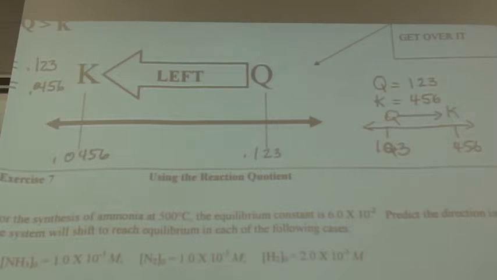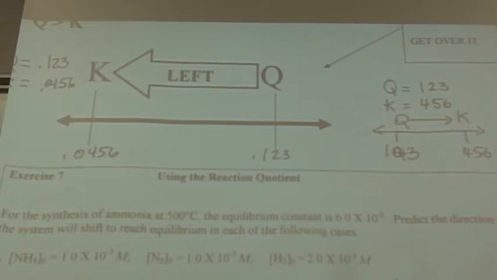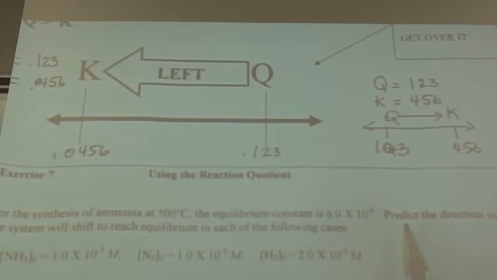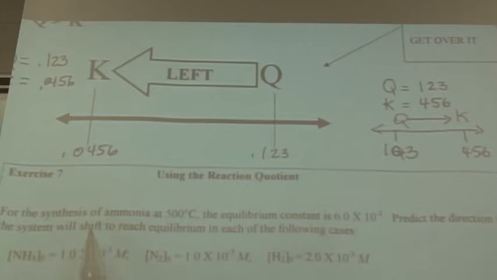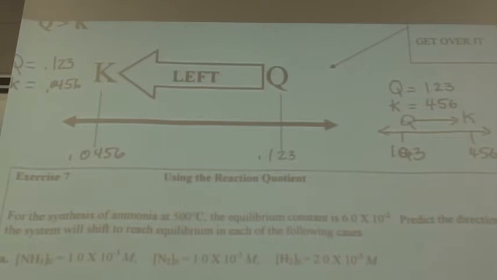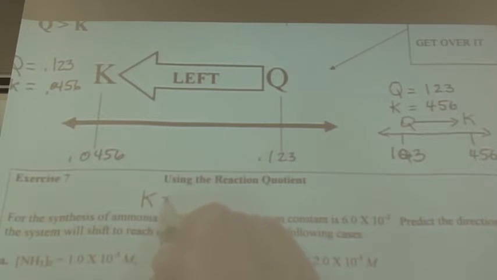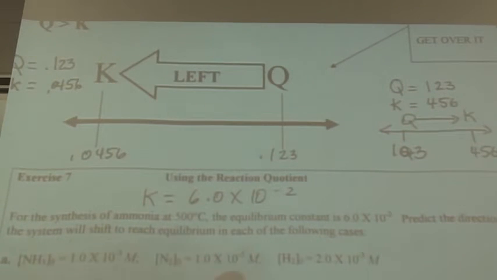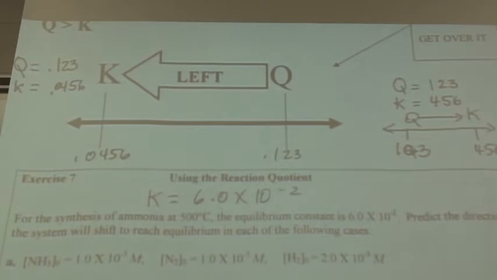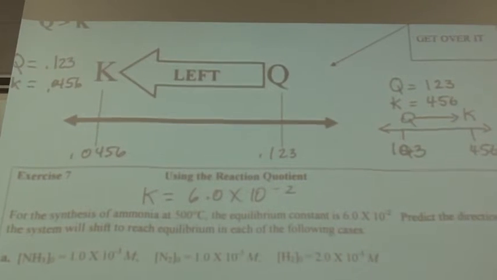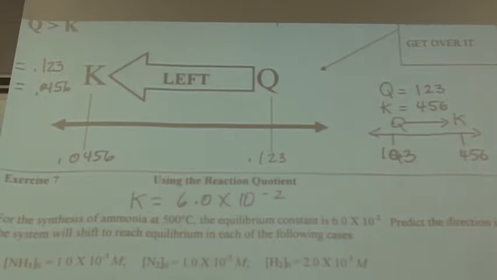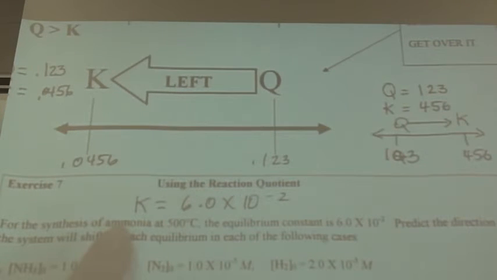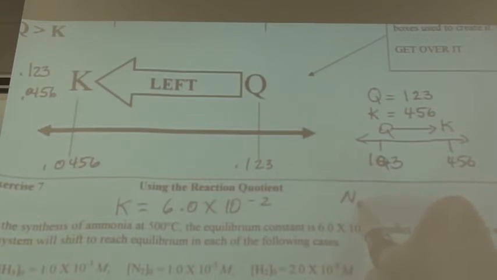Okay. Here we go. Using the reaction quotient. For the synthesis of ammonia at 500 degrees C, the equilibrium constant is 6.0 times 10 to the negative second. Predict the direction in which the system will shift to reach equilibrium in each of the following cases. K is equal to 6.0 times 10 to the negative second. Here are our concentrations. What are we lacking? A balanced equation. And you need to know, we use the synthesis or the decomposition of ammonia all the time in equilibrium problems. So just learn it now.